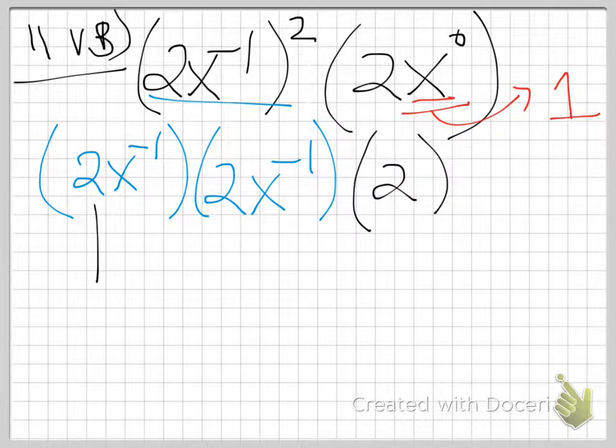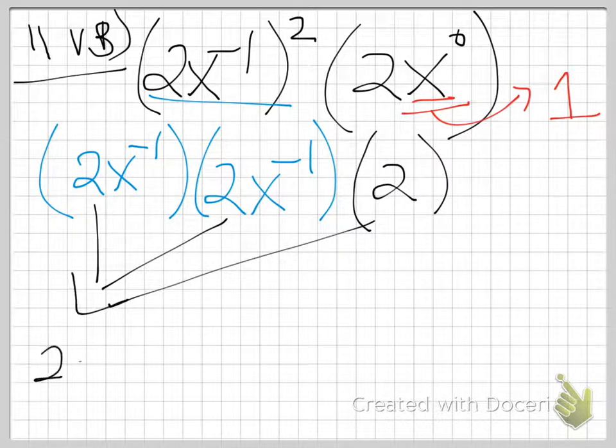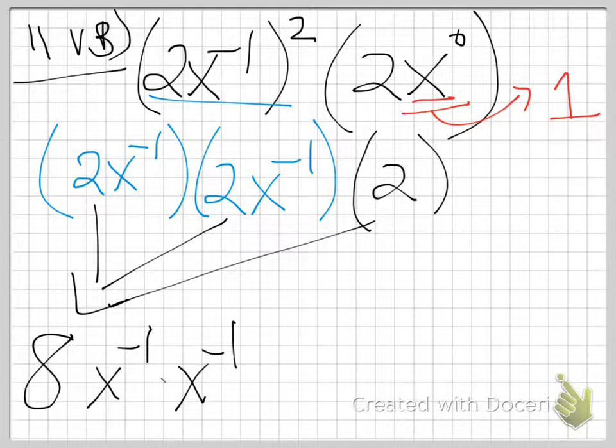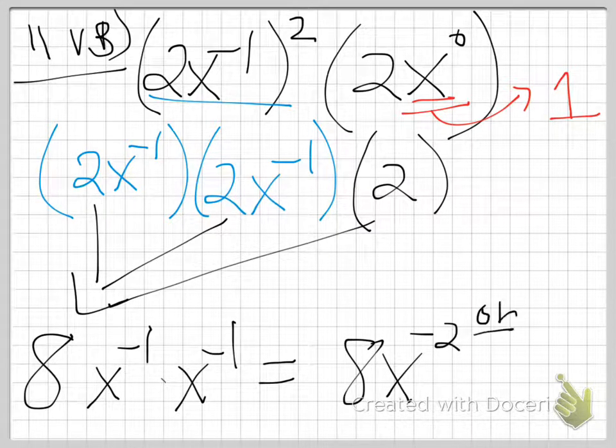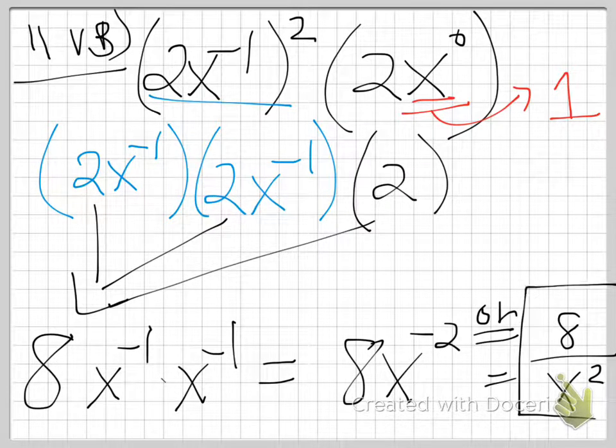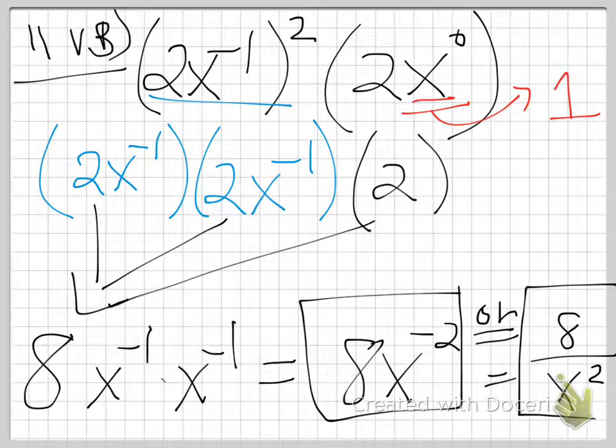Alright, let's put all the constants together. What's 2 times 2 times 2? It's 8, right? So I'm just going to write 8. And what's x to the negative 1 times x to the negative 1? Remember, you could add those exponents together. That's 8 times x to the negative 2. Or you could have said 8 over x squared. Both are acceptable answers. Okay? Next.